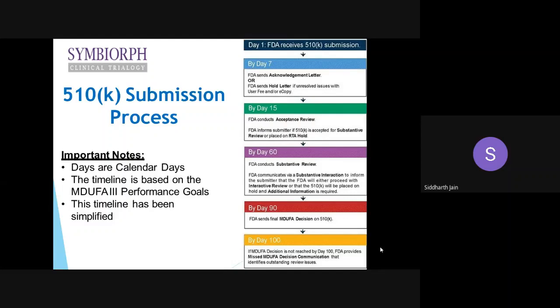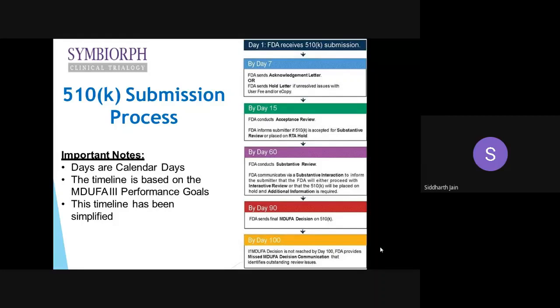And by day 100, if the MDUFA decision is not received, FDA provides the missed MDUFA decision communication that identifies outstanding review issues. If you have any issues with respect to your application, then by day 100 they can send you those outstanding issues, which we have to resolve as early as possible. So this is the typical timeline from day 1 to day 100.